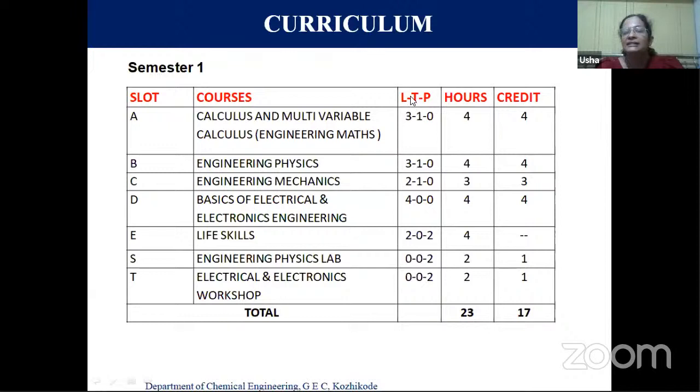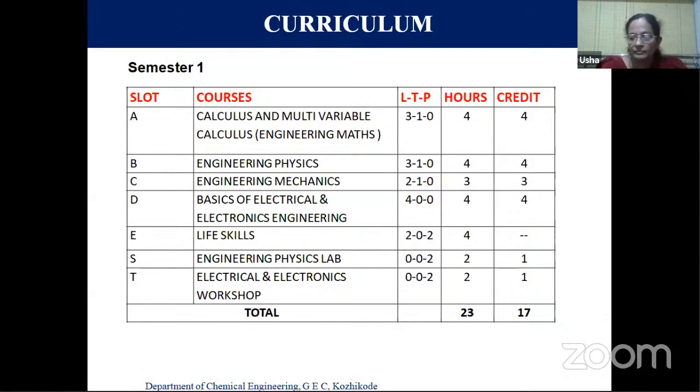This is lecture, tutorial, and practical, that is LTP. Lecture classes, 3 here, then tutorial, and then practical. Practical is only for the labs; only the practical section will come for labs. Tutorial is for some subjects. Some of them have no tutorials. And these are the first semester subjects.